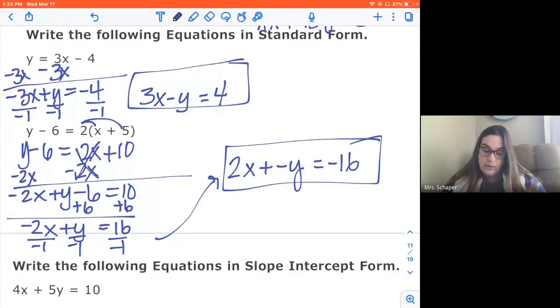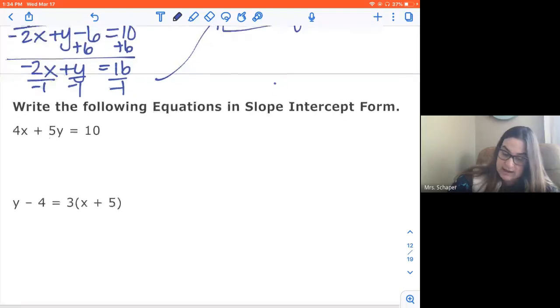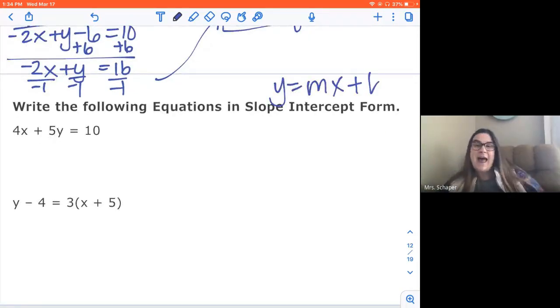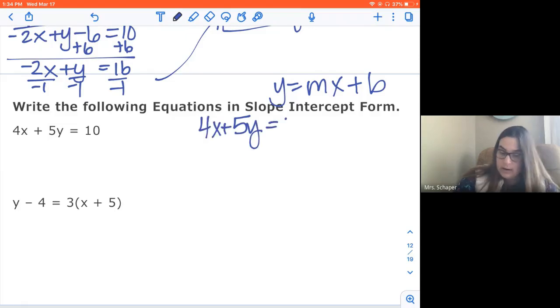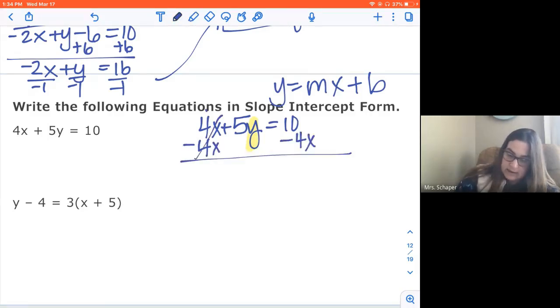We're going to rewrite them in slope-intercept form. This is what we just got done working with. Slope-intercept form is y equals mx plus b. All right, so I have to get y by itself. So I'm going to move 4x plus 5y over here, so I have a little more room. I need to get y by itself. So I'm going to subtract 4x from both sides. So 5y is equal to negative 4x plus 10.